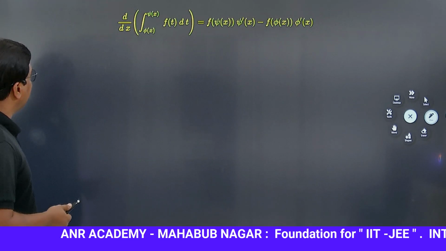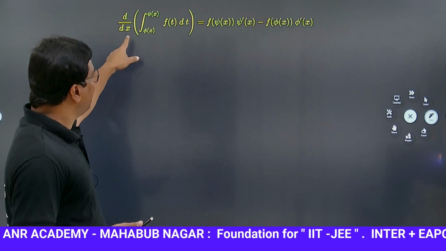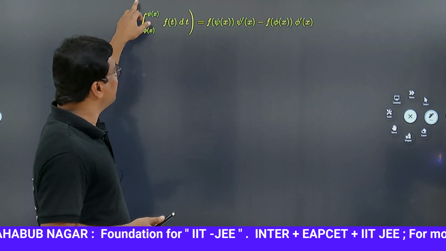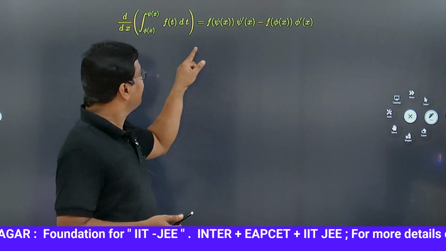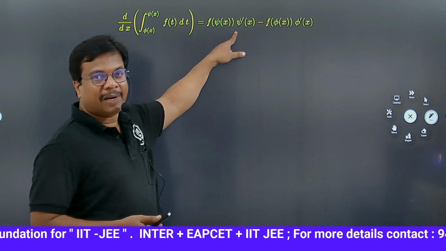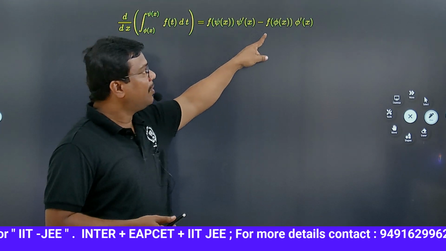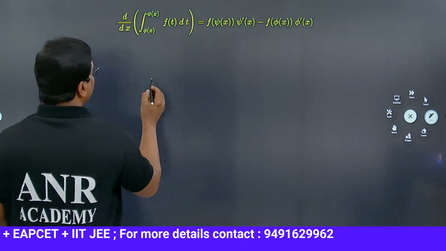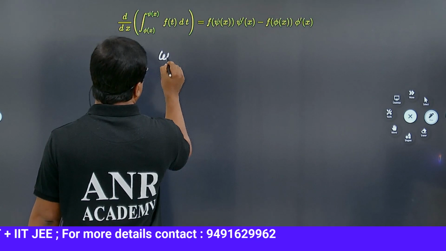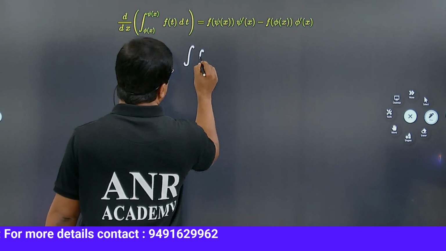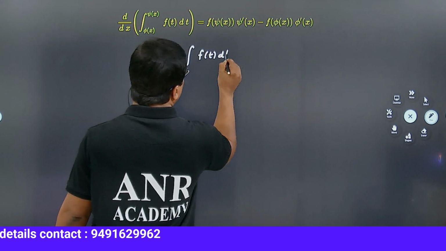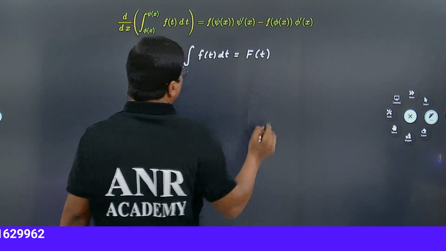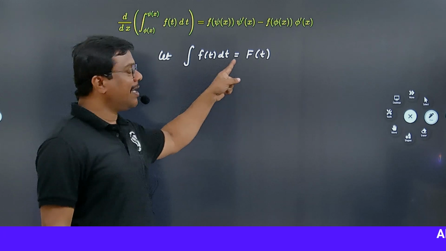See the first result: the differentiation of the integral of small f of t dt, whose limits are given from phi of x to psi of x, and the result is f of the upper limit into the upper limit derivative minus f of the lower limit into the lower limit derivative. To prove this, I am going to select the integration of small f of t dt, suppose that is capital F of t. Integration of small f, I am going to select capital F.